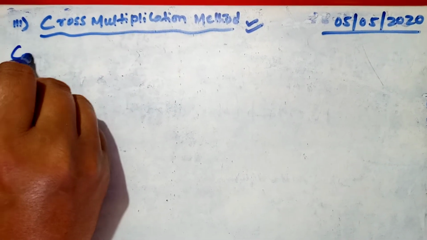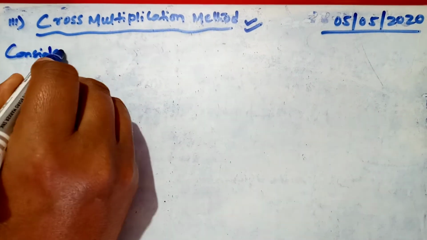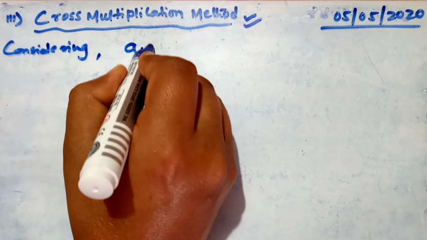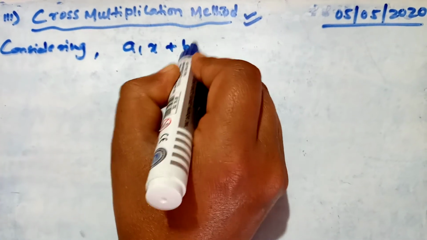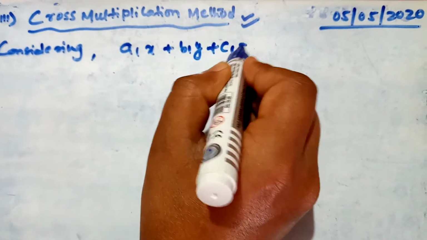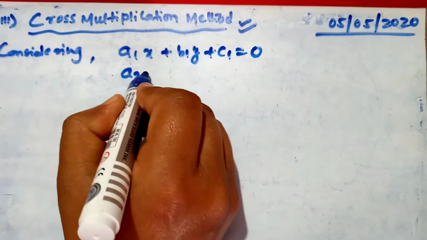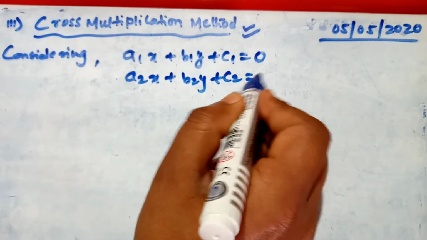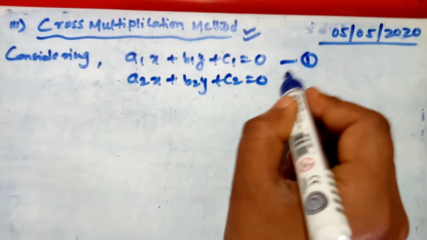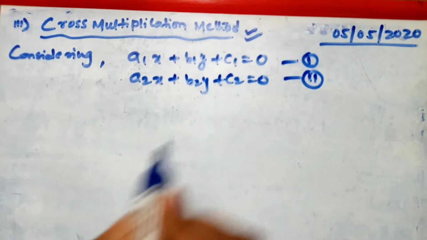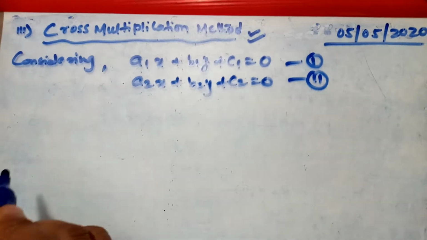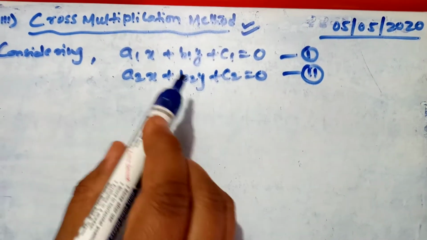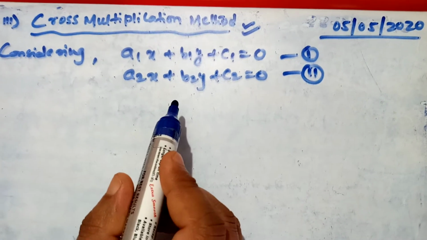So considering the general pair of equations as a1x plus b1y plus c1 equals to 0 and a2x plus b2y plus c2 equals to 0. So these are the pair of given equations. Now we'll try to solve this problem with the help of the cross multiplication method.